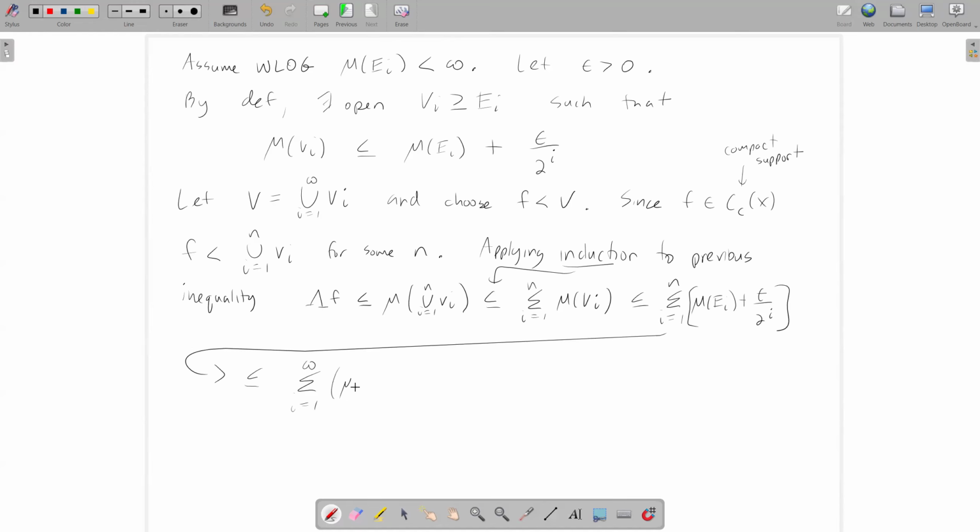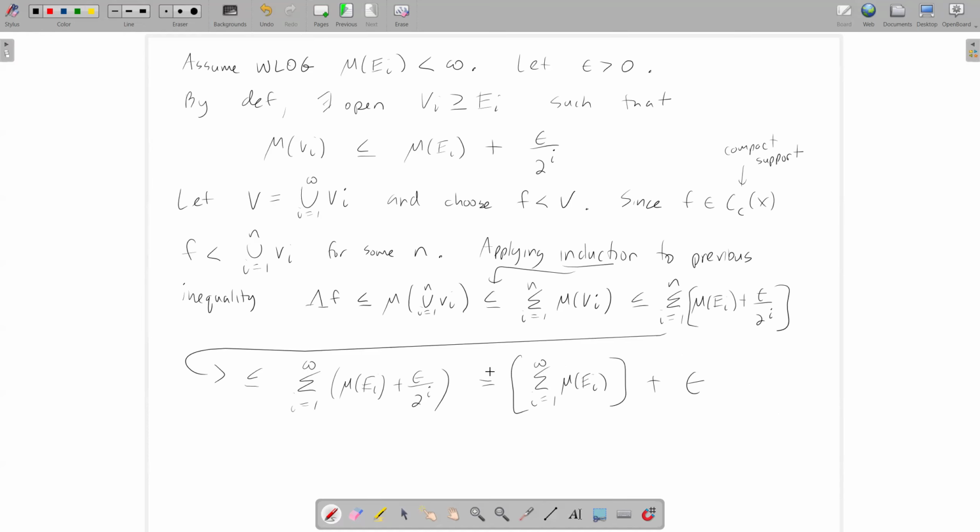Okay, and so this is where you might need to know some stuff about infinite series, like geometric series and stuff. So now this is equal to the sum from i equals 1 to infinity of mu of E_i separated, plus epsilon. So the sum of all these is equal to epsilon. And that's something you should be able to prove. Or it's less than or equal to epsilon.